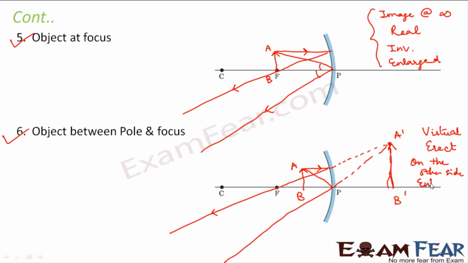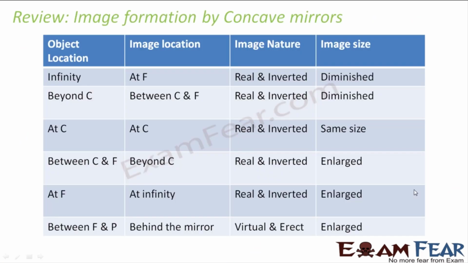What about the size of the image? It is enlarged, right? So I hope you understood how we decide the image formation by a concave mirror. That means where the image will be formed, what the nature of that image would be, what the size of the image would be. All those things can be decided with the help of ray diagrams.